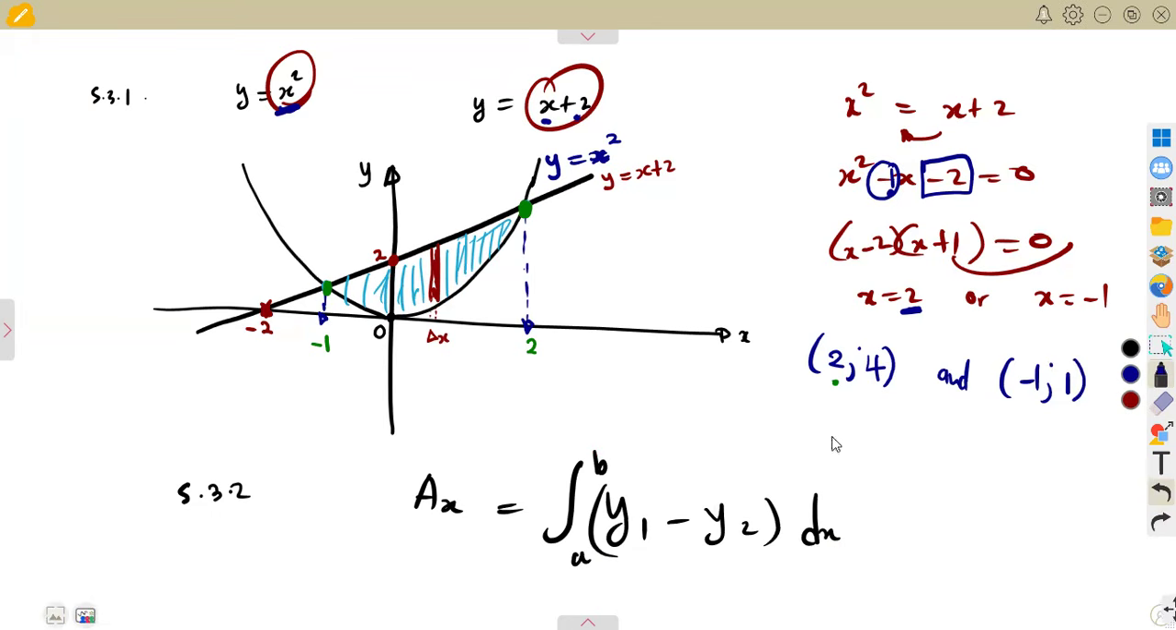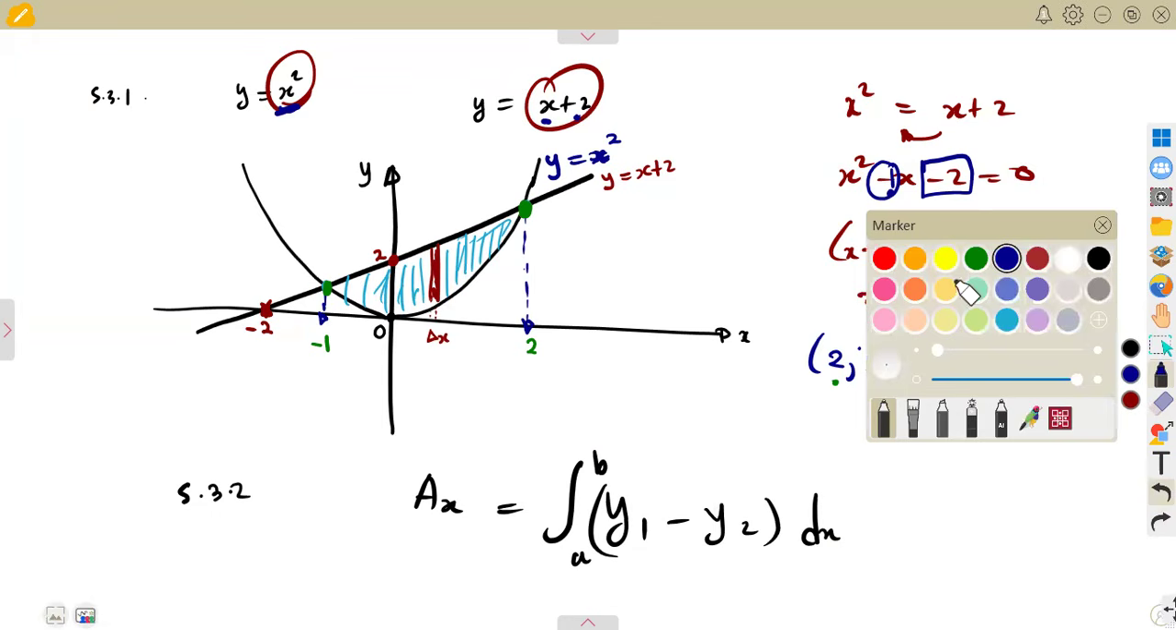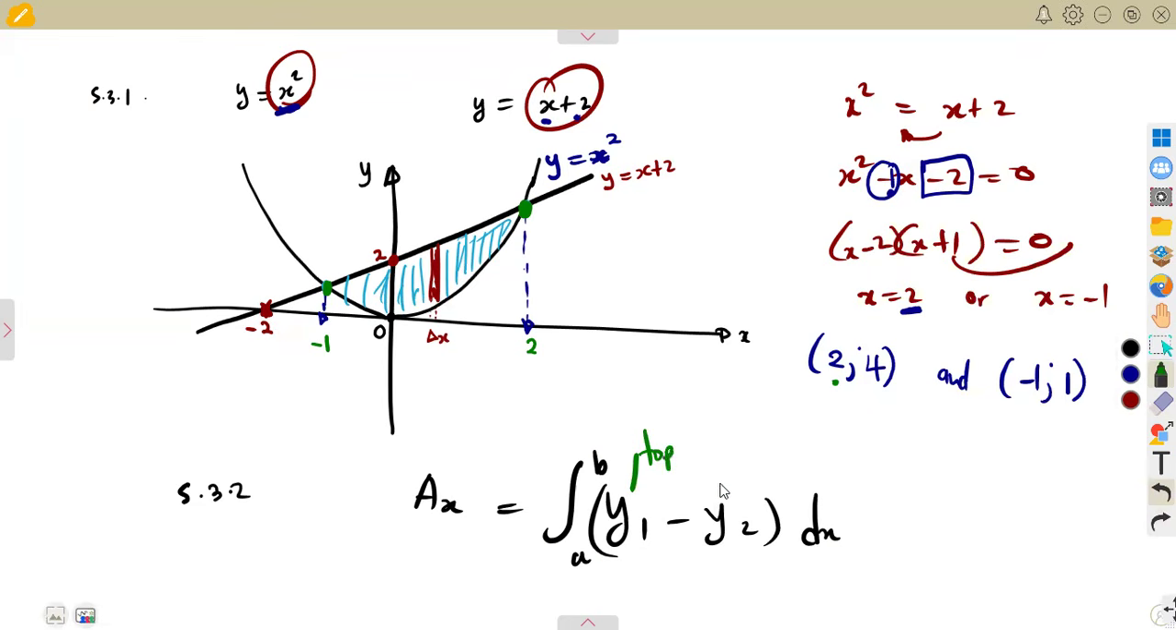So this y1 is the function that you have on the top. y2 is the one on the bottom. So which one is on the top? It is the line. The parabola is on the bottom according to the region where you are calculating the area. From this region, you can see the line is on top. The parabola is below.